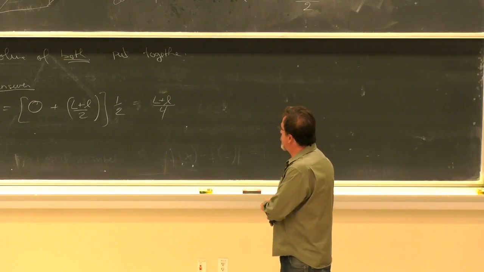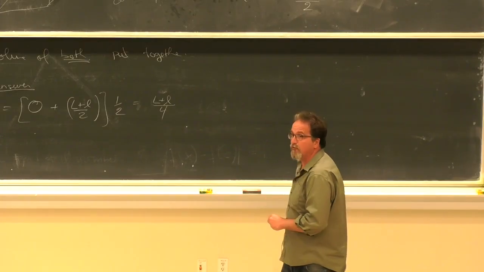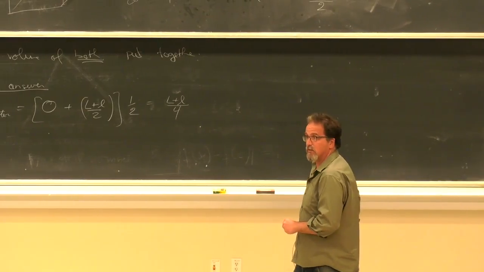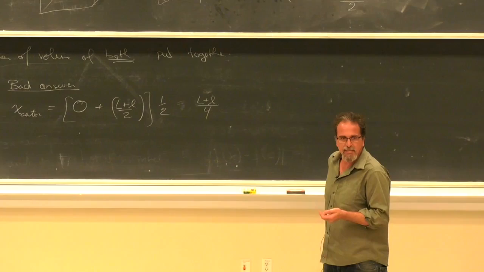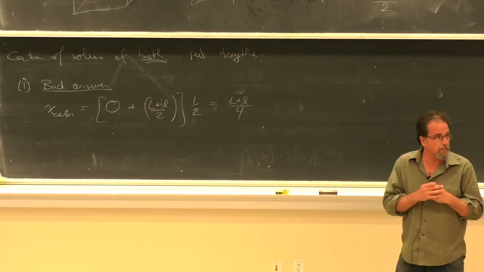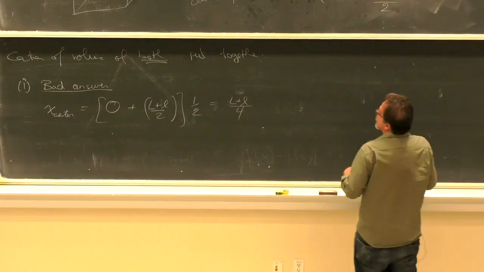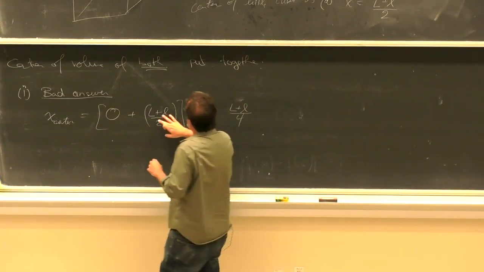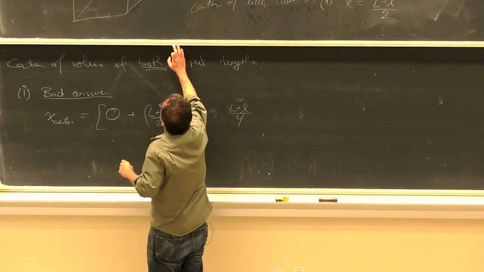So capital L plus little l over 4. Okay? So is that a sensible way to think about where the center of this system is? Well, look what happens with this. Where's capital L over 4?